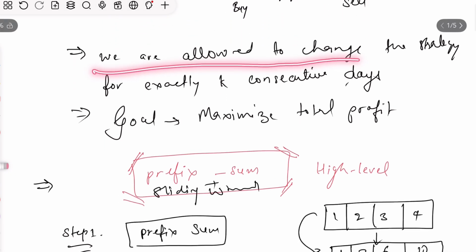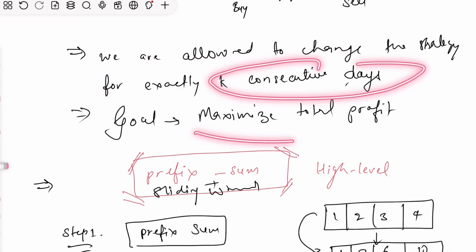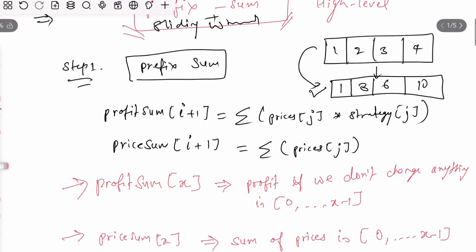So we are allowed to change the strategy for exactly k consecutive days, and our goal is to maximize the profit. And we are going to use the prefix sum and sliding window approach, so that we'll understand the high level things. What are the things we need to do?